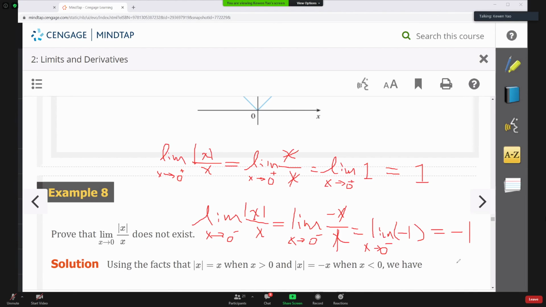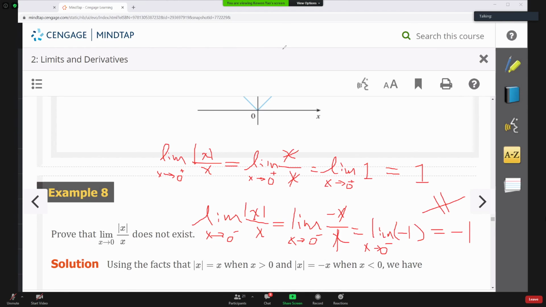Now you can see, are these the same? 1 and negative 1 are not the same, right? So the right limit is 1, the left limit is negative 1. These are not the same. Therefore, the limit does not exist because the right limit is 1 and the left limit is negative 1. So we have shown that the limit of this function does not exist. Easy, okay? They are distinct values, so the two-sided limit does not exist.